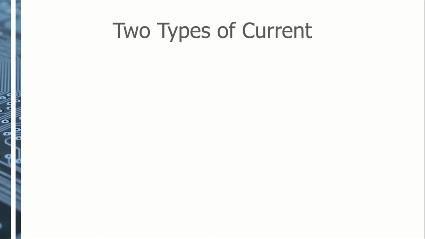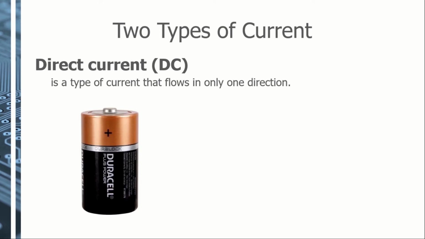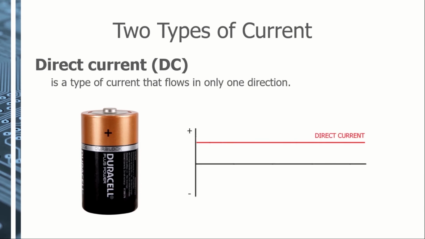There are 2 types of current, the direct current and the alternating current. Direct current is a type of current that only flows in one direction. An example of a direct current is the current being supplied by a battery. When the current leaves the negative terminal of the battery, it will go in a single direction and just return to the positive terminal. The voltage waveform of a direct current will look like this.